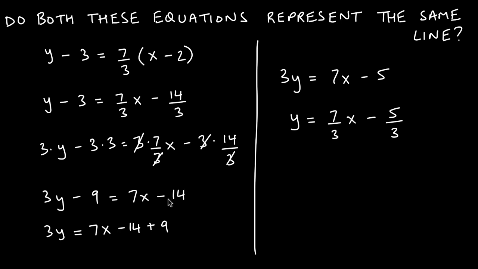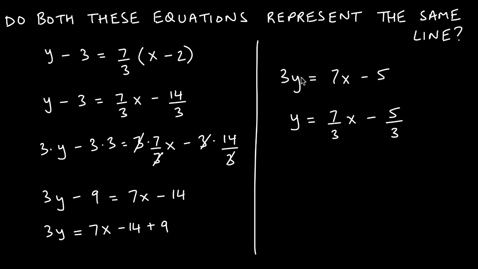Remember, in order to get the line in slope-intercept form, we have to solve for y. To get y by itself, I can first get rid of this 9. The 9 is being subtracted from the 3y, so the inverse operation of subtraction would be addition. When I pick this 9 up and move it over to the other side, it becomes an addition of 9. And at this stage, we're left with 3y equals 7x. Negative 14 plus 9 is simply negative 5.